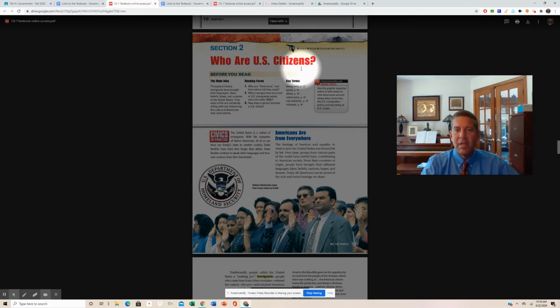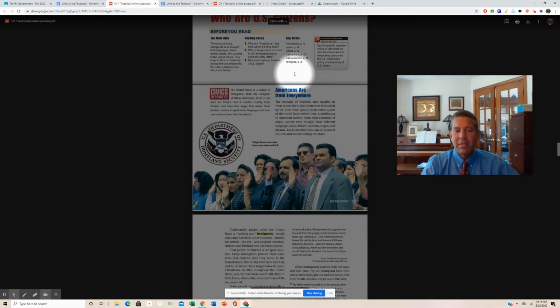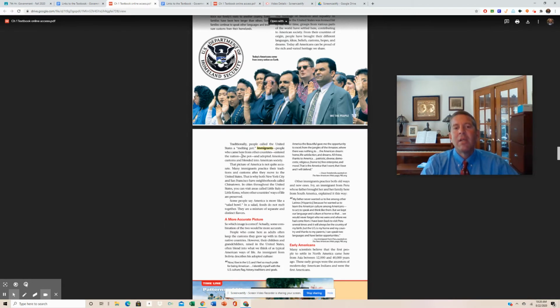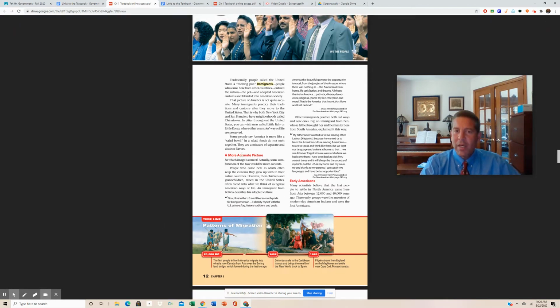citizens? As we go through the text, it says that Americans are from everywhere, that the United States is a nation of immigrants. With the exception of Native Americans, all of us can trace our family's roots to another country. So Chapter 1, Section 2 discusses how all Americans are immigrants, people who came here from other countries, or our family members were immigrants.